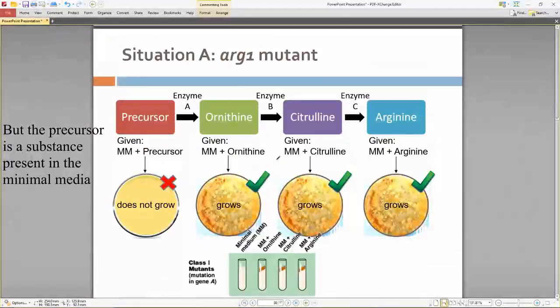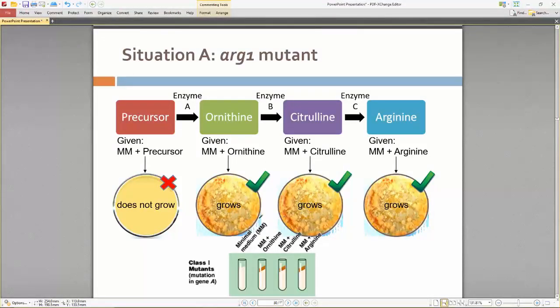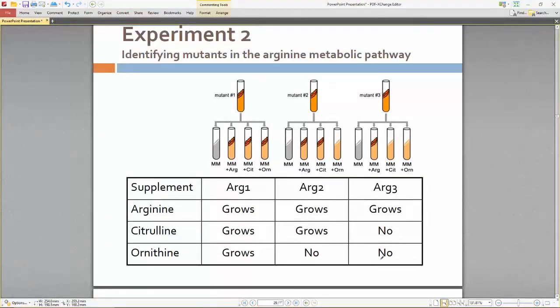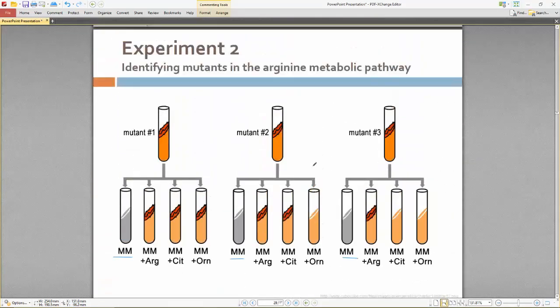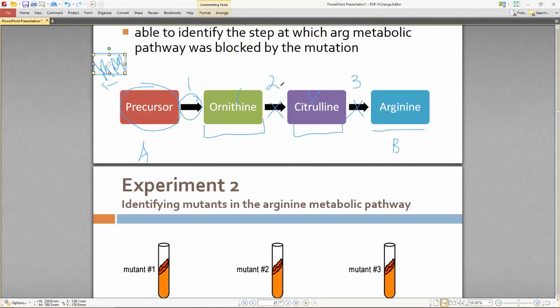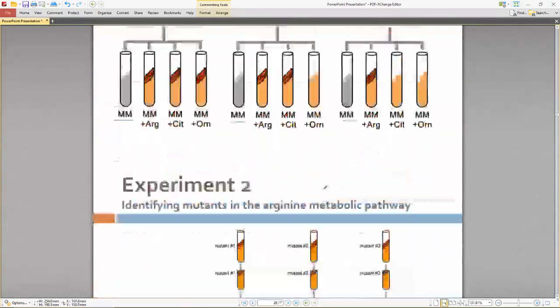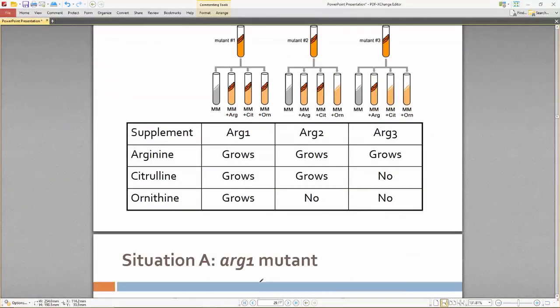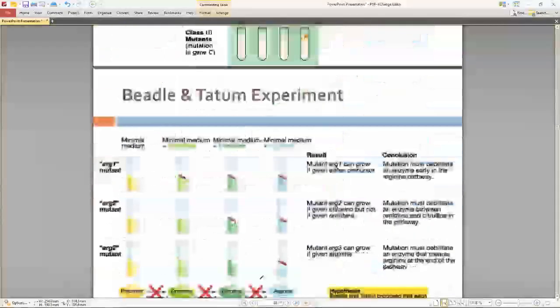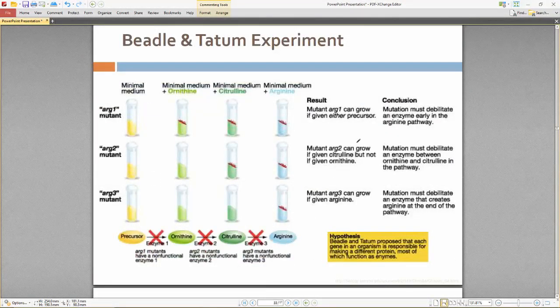Alright, let's continue. I know this is a lot to take in. If you guys have any questions, do ask. If you have questions tomorrow, still ask. Let's say you had a test. You're going to be given sample data like this, and you're going to have to be able to categorize mutant number 1, mutant number 2, mutant number 3, and tell where on the pathway the enzyme is not working, just based off a chart like this. So this is basically just summarizing everything.